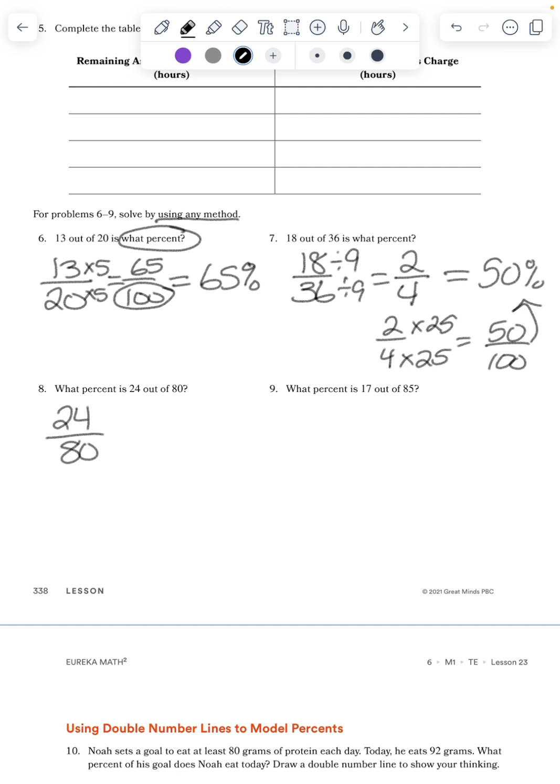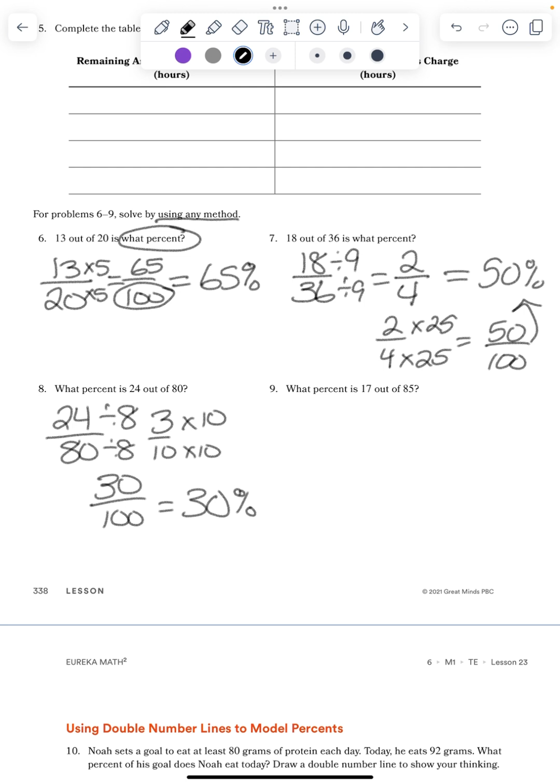So this is one where it seems kind of hard because it's like what times 80 gives me 100. But I could turn this into a denominator of 10 by dividing by 8. Both 24 and 80 are multiples of 8, so I can divide them both by 8. I end up with 3/10 times 10 to get it out of 100. I end up with 30 hundredths, which is just 30%. All right, so again, knowing your factors and your multiples can really help with these, because if we can get it to a multiple of 100, then it's going to make our problem really easy.